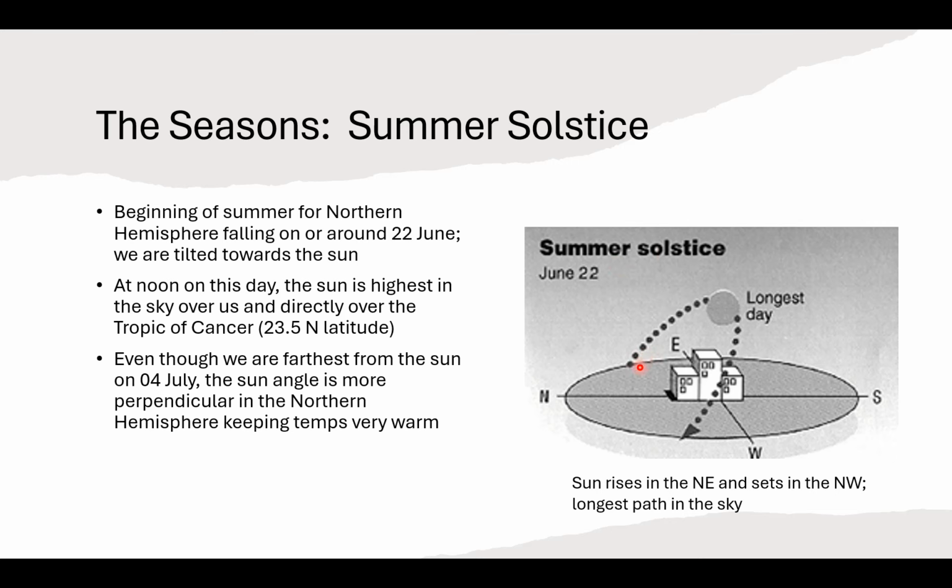The sun generally is going to rise in the northeast. It's going to go up really high in the sky, about 180 degrees towards the south. It's going to reach its highest point in the sky, and then it's going to slowly descend into setting in the northwestern portion of the sky. So the sun generally around the summer solstice rises in the northeast and sets in the northwest, and it has its longest path or trajectory overhead across the sky.